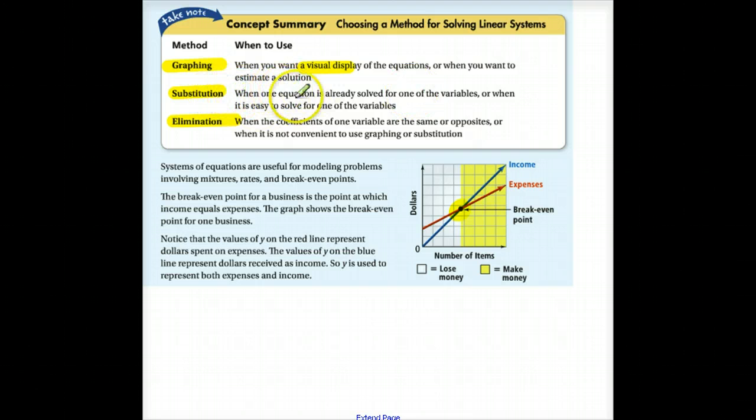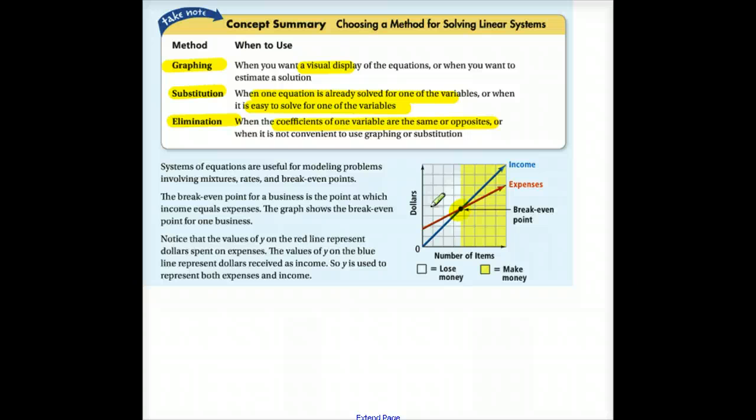Substitution is when you already have one equation that's solved for a variable, or if it's pretty easy to solve for one of the variables. Substitution is going to be your best and quickest way to find the solution. Elimination, remembering when the coefficients of one of the variables are the same or opposite, then you can add or subtract the equations. And you would also use elimination when graphing or substitution isn't a convenient option.